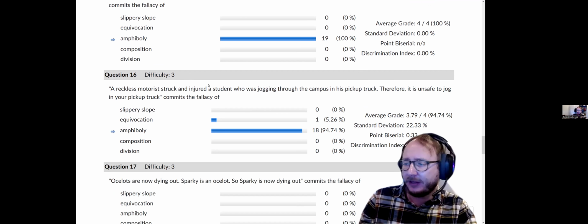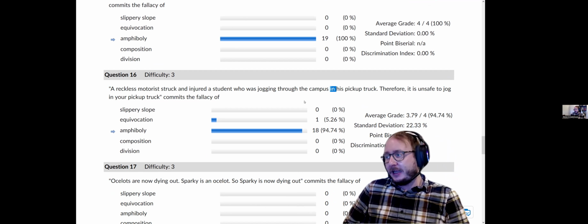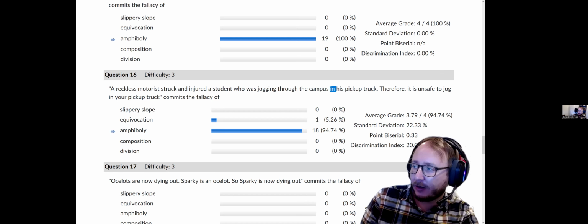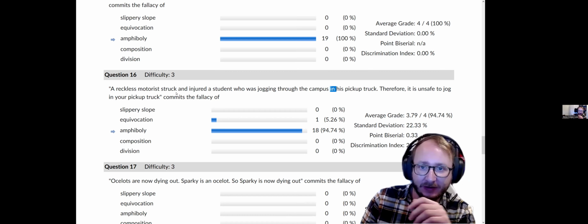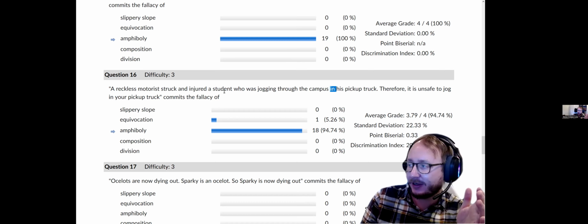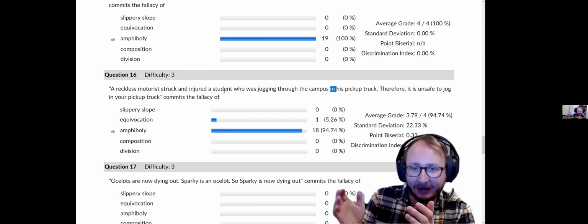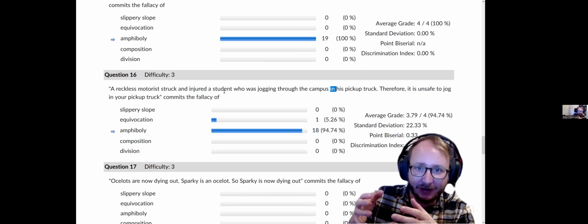Okay. 16 is really weird. It's hard to even imagine what the conclusion is depending on, what kind of interpretation of this first statement. Really, it has to do with a kind of ambiguity about the preposition "in" here. It's not clear who the preposition "in" is referring to. Is it the person who is jogging, or was it the person that was driving the truck? Were those the same person, or were they different? Was the person jogging in the truck or not?